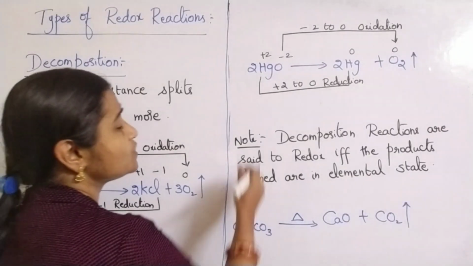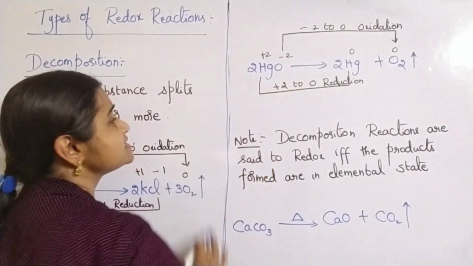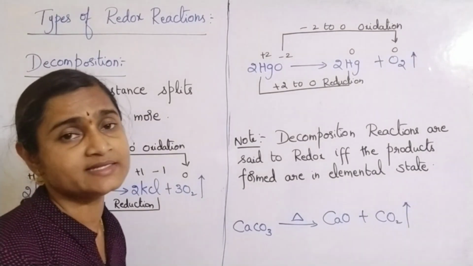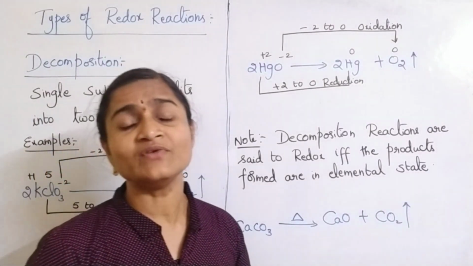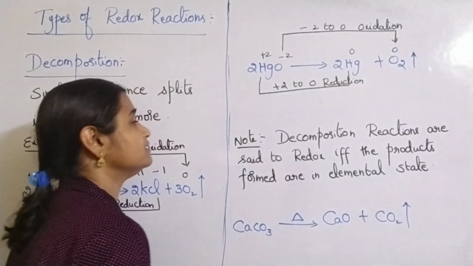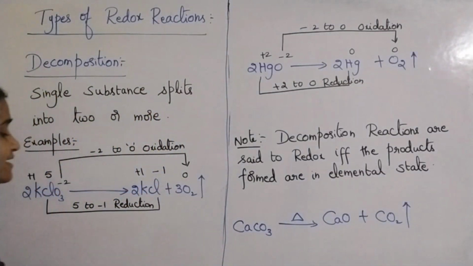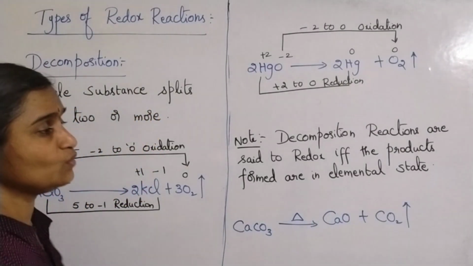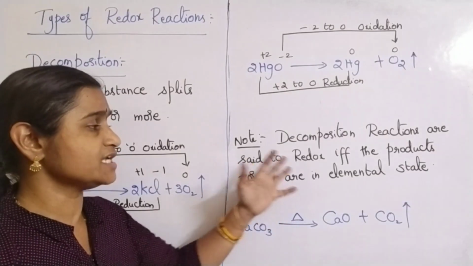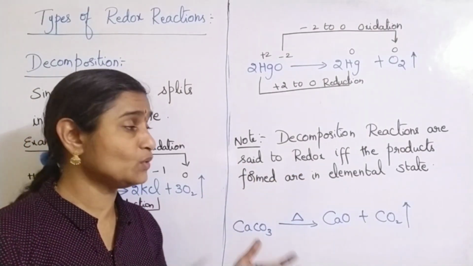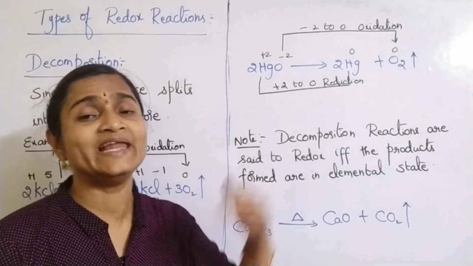Okay, now so here HgO acts as what? Here only one reactant substance is there, so that itself will act as oxidizing as well as reducing agent. Okay, now that itself will act as both oxidizing as well as reducing agent in that reaction. Now, one note point: decomposition reactions are said to be redox if and only if, IFF means if and only if, the products formed are in elemental state.